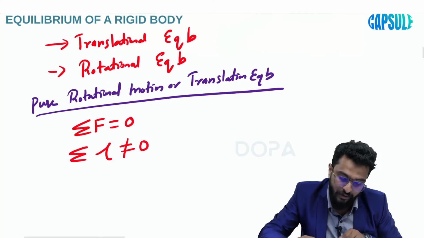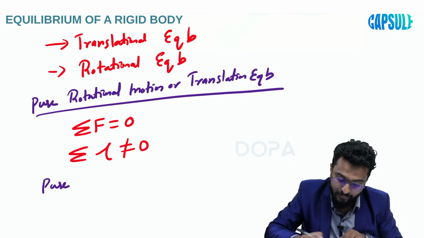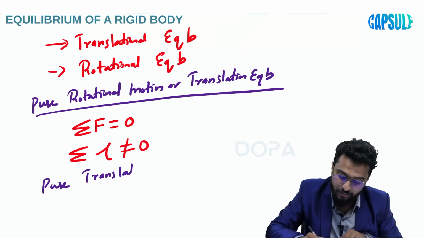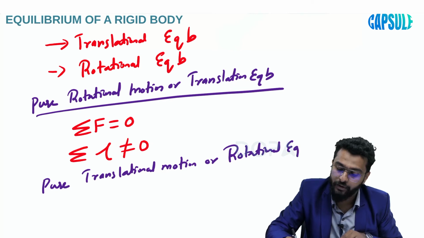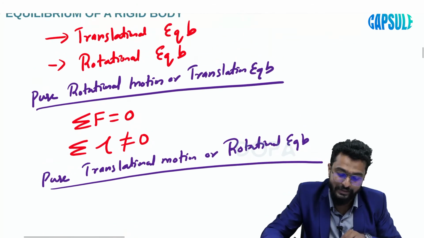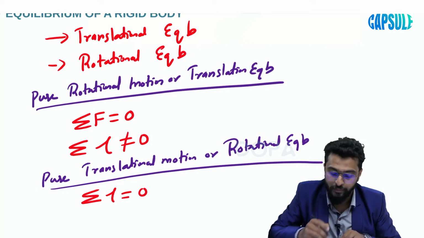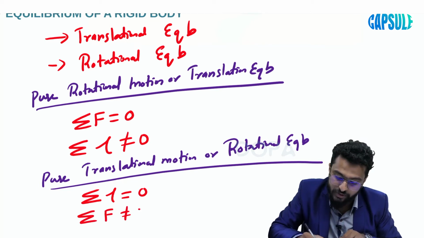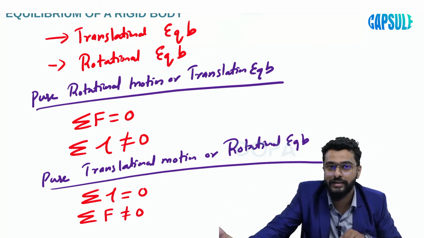And the next one, the second case, is pure translational motion, or we can say another name, rotational equilibrium. The condition for rotational equilibrium is that the net torque is equal to 0, but the net force is not equal to 0. So that's the condition for rotational equilibrium, or pure translational motion.